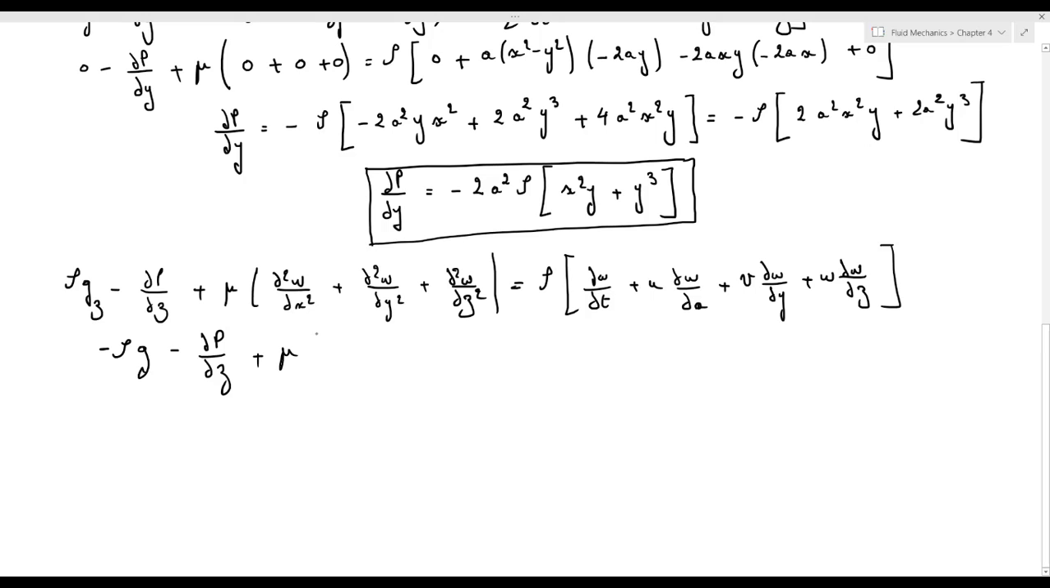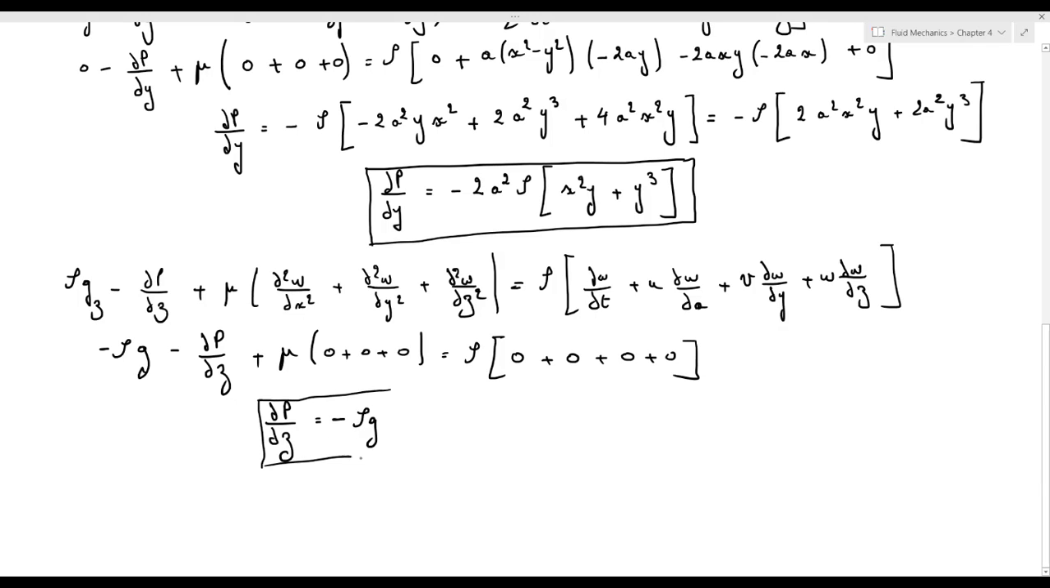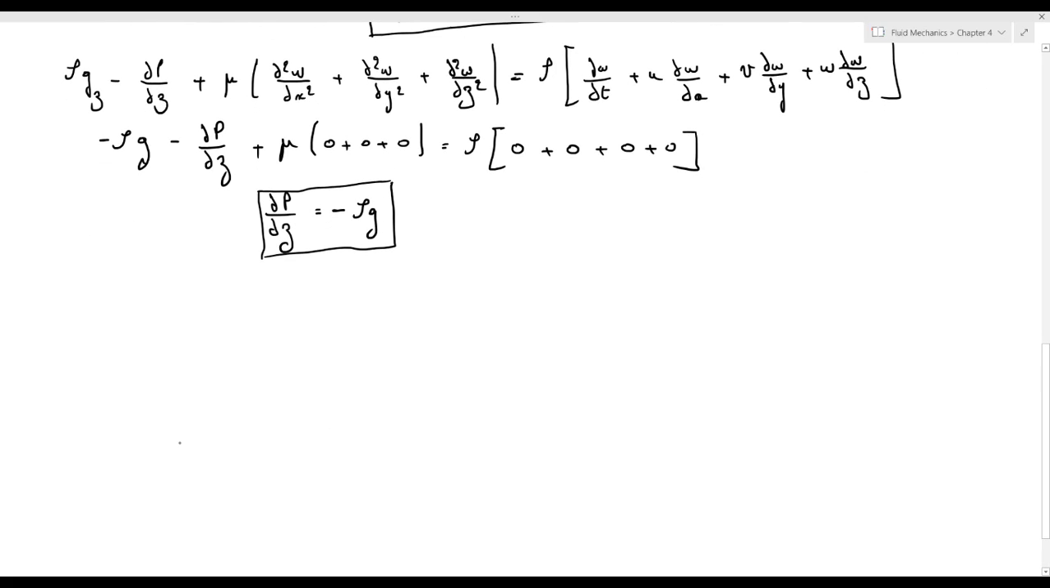So we'll have minus rho g minus del p over del z plus mu into 0, since w is 0, and of course all the acceleration terms are equal to 0. So we'll have del p over del z is equal to minus rho g. So this reminds us of the hydrostatic pressure distribution, since the fluid is not moving in the z direction. So in the z direction we have a hydrostatic pressure distribution.